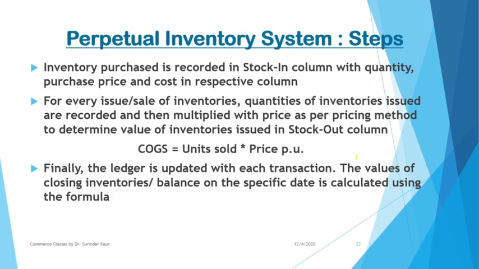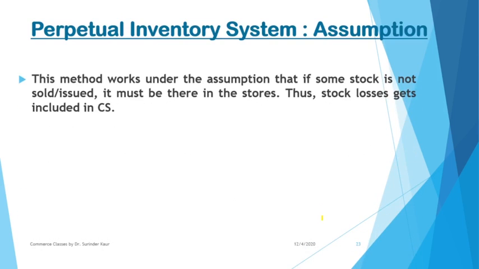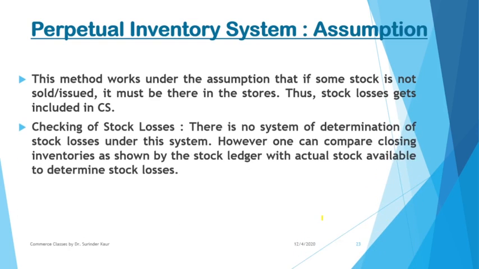Although this system still provides you a way to find out the losses, because at the end of a year you can always measure your actual closing stock, then compare that with the stock coming in the stores ledger. So closing stock herein is the balancing figure. Now the basic assumption is that if some stock is not sold or issued, it must be there in the stores. So stock losses get included in the closing stock. Now, for checking stock losses, there is no system, but one can compare closing stock with the actual stock which is available, to determine the stock losses.